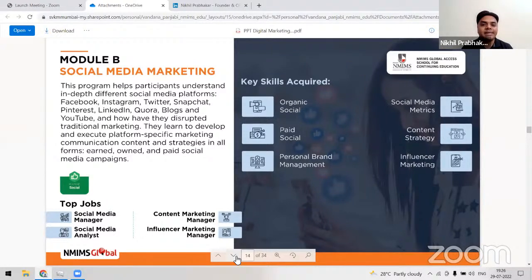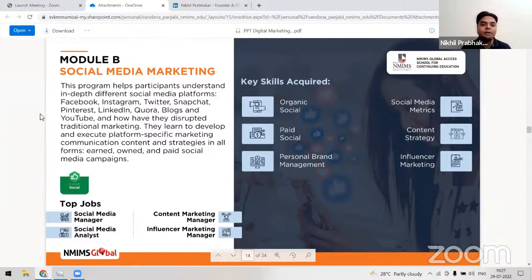Now, basically what happens in this module, social media marketing, is that for any company or business, as a social media marketing person, you should be able to design a strategy of which social media platforms we should use for the business, which will be cost effective, and through which we can reach out to our customers. So this is the challenge which is addressed in module B, which is social media marketing.